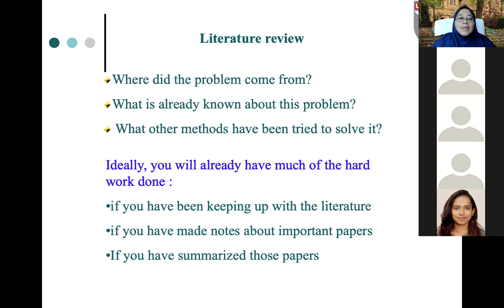All right. This is the basic that we have discussed. What is already known about this problem? What are the methods that have been tried to solve it? And these are very good tips. You should organize your literature from the beginning, which means you can start to write your literature from now on. From now, you should make notes about important papers.